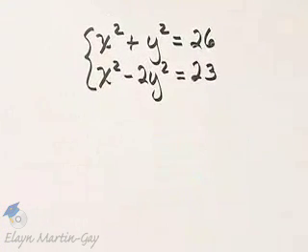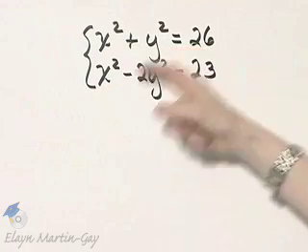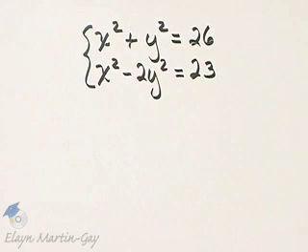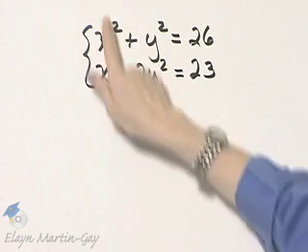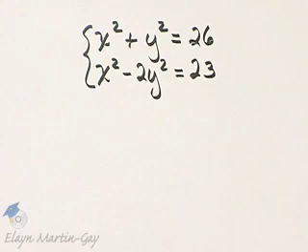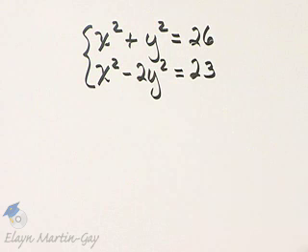By the way, if you want to think about the graphs of these, this happens to be a circle and this is a hyperbola, so you can imagine the number of points of intersection you can have when solving simultaneously. But let's solve this using the addition or elimination method since the x squareds are lined up and the y squareds are lined up. So I want the coefficients of the x squareds or the coefficients of the y squareds to be opposites of each other.